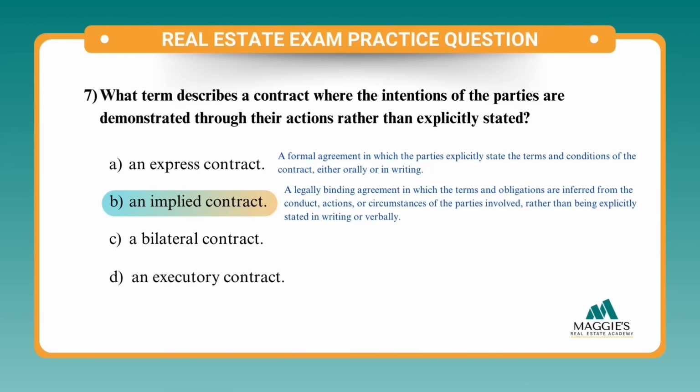The terms are clearly articulated and agreed upon by both parties. A bilateral contract is a type of contract in which both parties make promises to each other. Each party agrees to do something in exchange for the other party's promise to do something else. It's basically characterized by mutual promises.